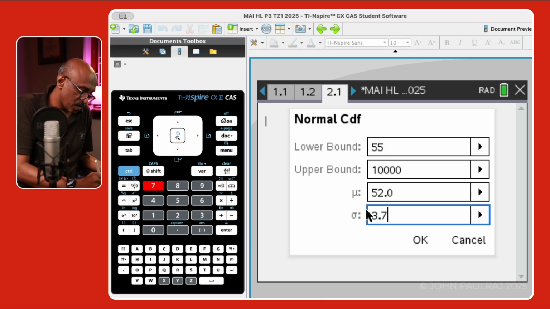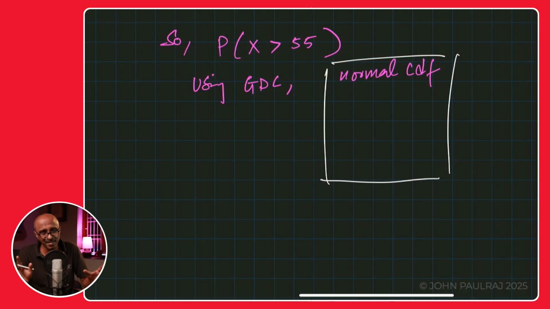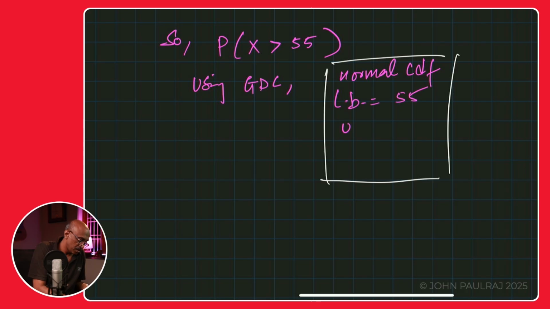I'm just going to write down there, and we can even write down normal CDF, so that you are explaining to the examiner, I know how to use the calculator. Small things but they make a big difference. So lower bound is 55, upper bound is, I've used 10,000, so just write down 10,000. And the mu is entered as 52.0, and the sigma is entered as 3.7.